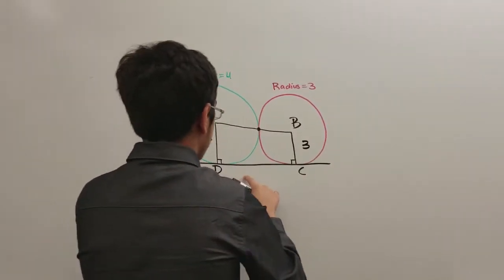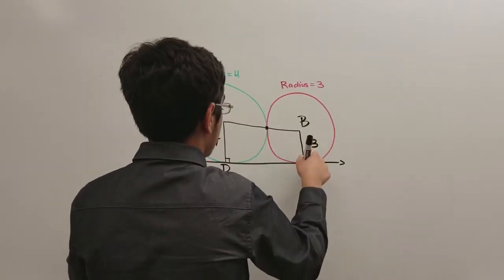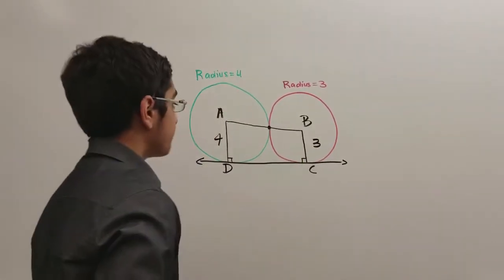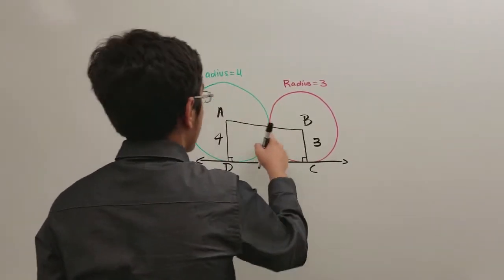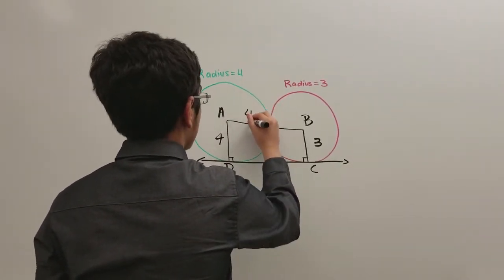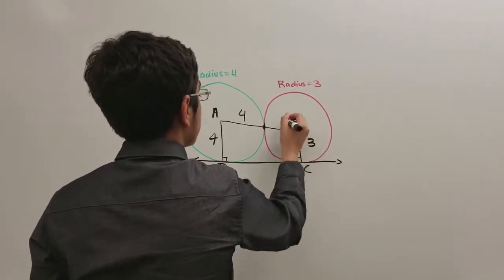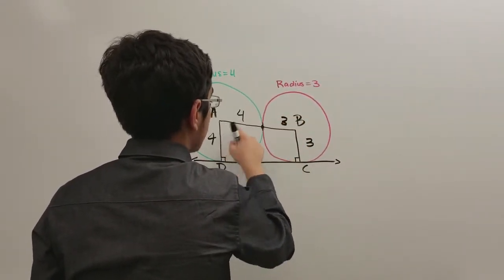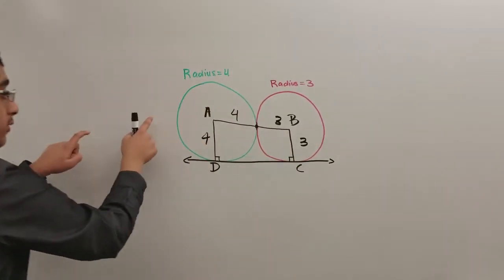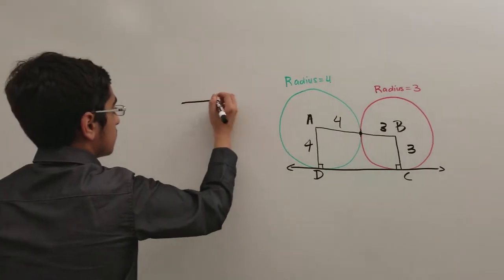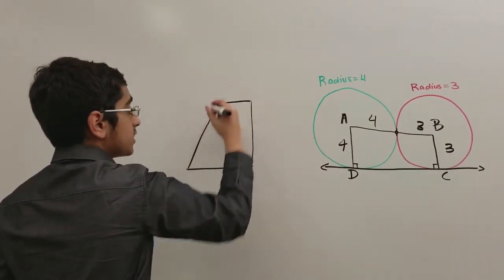And we also know that this line DC is tangent to both A and B, meaning that these are right angles. We also need to find the length of AB. Well, if the radius of A is 4, this length is 4 until this point, and the radius of this length right here is 3. Thus, the length of AB is 7. So let's take this trapezoid and draw it right over here, just like so.